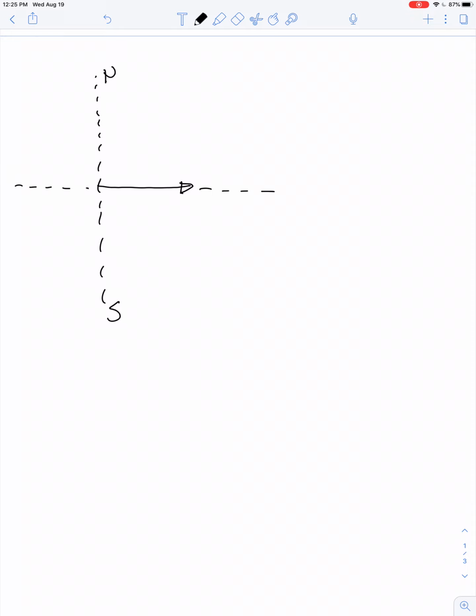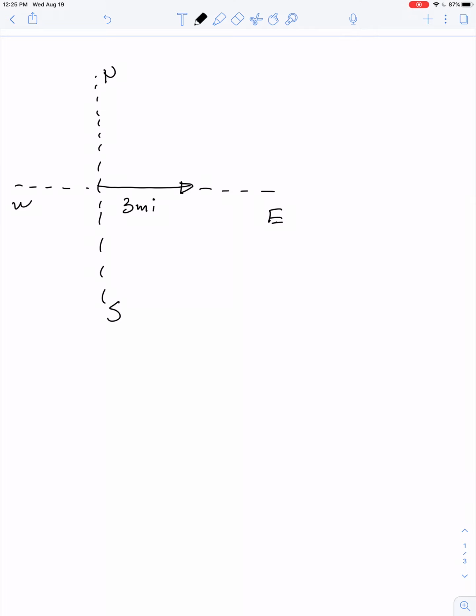So let me give you another example to illustrate the difference between speed and velocity, or the difference between vectors and scalars. Let's say you walked 3 miles to the east. Here, let's make a north-south and an east-west axis.